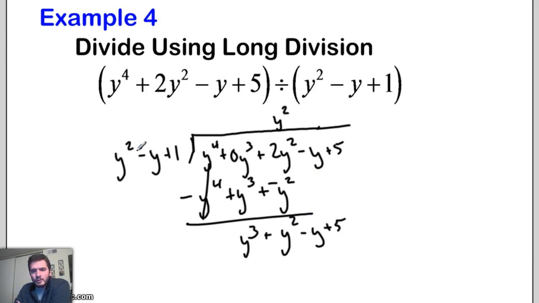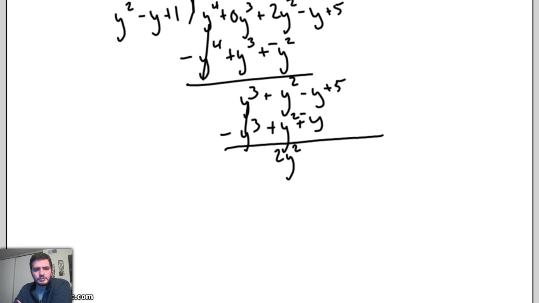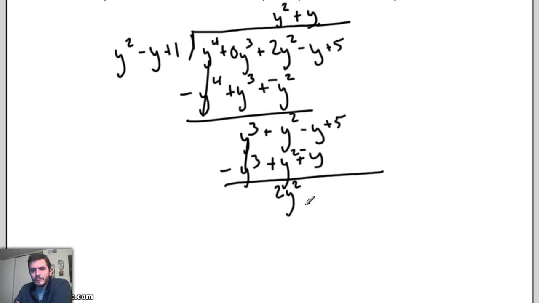So what do you need to multiply y squared by in order to get y to the third? Well, that's just going to be 1y. So y times y squared is y cubed. Y times negative y is negative y squared. And y times 1 is just plus y. Again, go ahead and subtract, so change all your signs. So that cancels. This is going to become 2y squared. Let me go ahead and extend the page a little bit. Oh, too much. There we go. So that'll be 2y squared and then minus 2y plus 5.